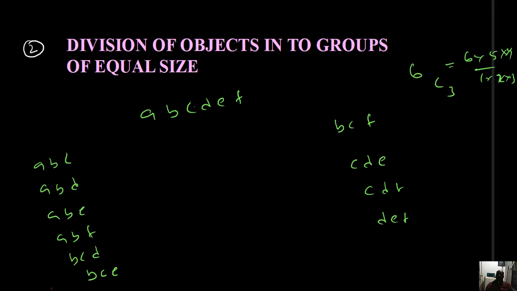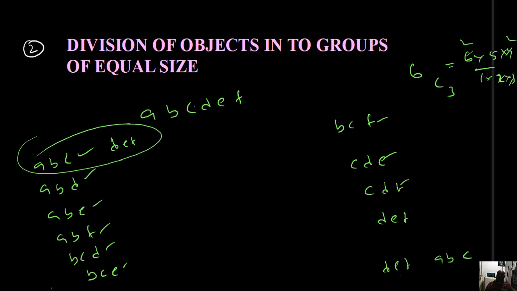We will get 20 ways: 1, 2, 3, 4, 5, 6, 7, 8, 9, 10, like the 20 we will get. But what is the meaning of that? If ABC is one group, automatically another group is DEF. While writing this 20, at a stage you will get DEF as the first group, and automatically the other group becomes ABC. If you say this is the first group and this is the second group, these two are treated as different.